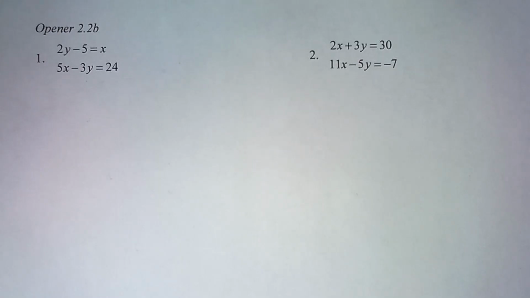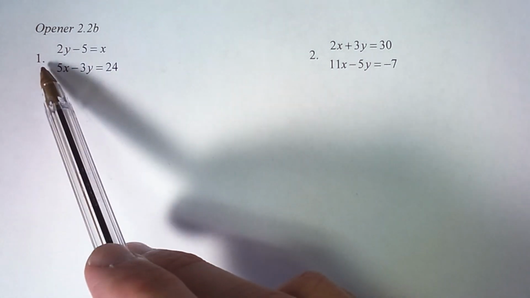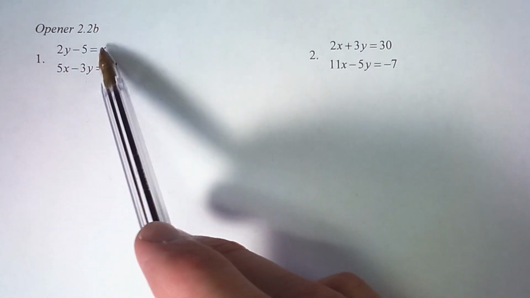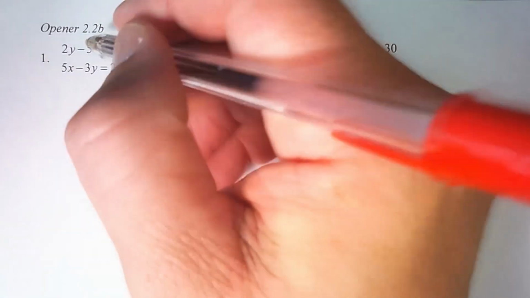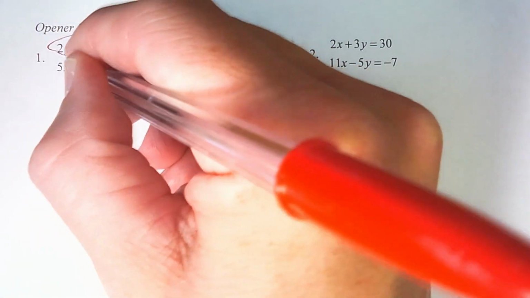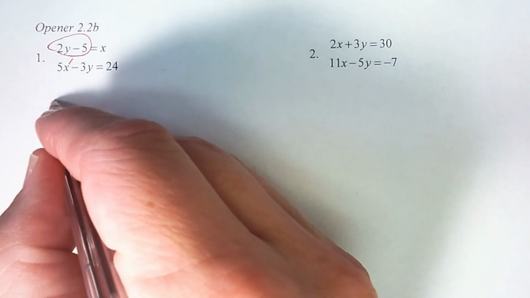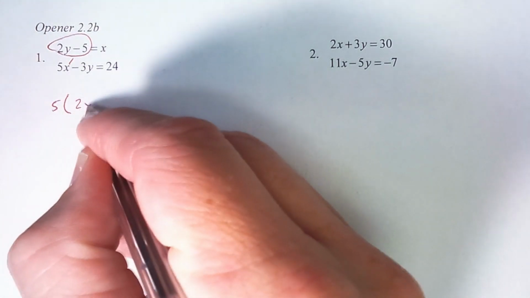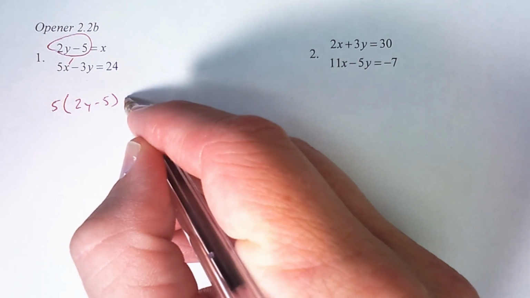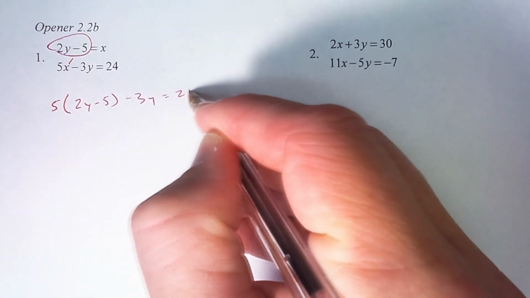Hey guys, let's warm up with a couple of 2x2 systems of equations before we get back into our 3x3 systems. So for number one here, x is by itself, so I would substitute this in for x. So we're going to use the substitution method. So we've got 5 times 2y minus 5 minus 3y equals 24.